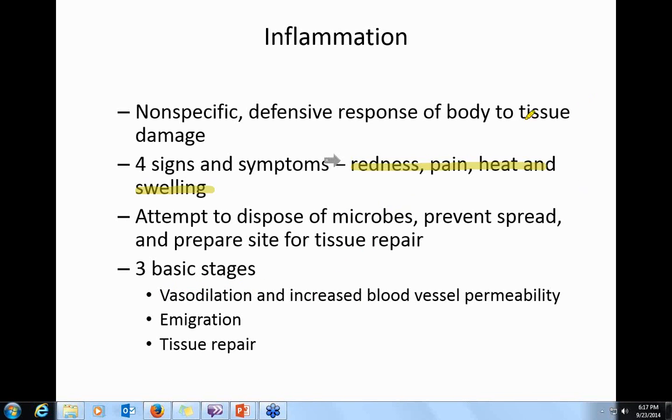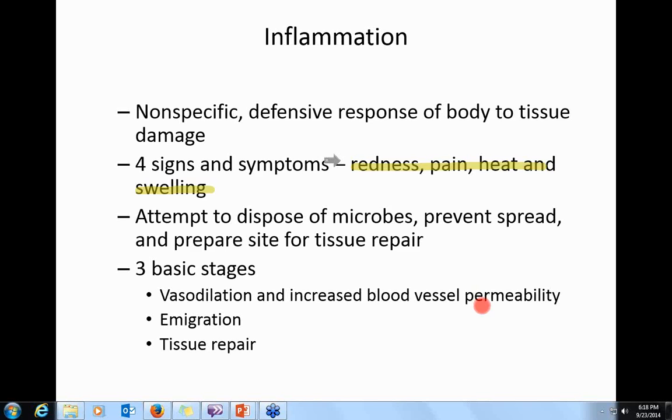Vasodilation. Vasodilation is referring to the enlargement of the lumen of the arteries. So you're getting more blood flow, and that's going to lead to redness, and also it's going to lead to heat. In addition, the capillaries in the damaged area become more permeable, so that means more fluids can leak out. That's going to cause the swelling and possibly the pain if there's pressure on the nerve.